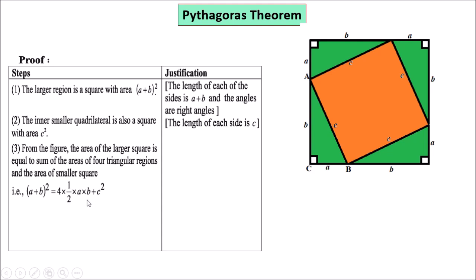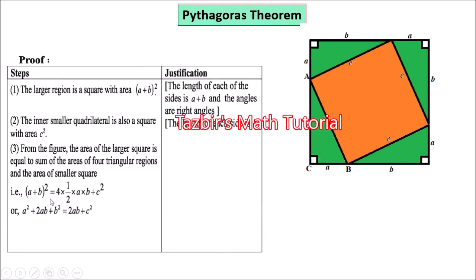And for the four right angle triangles, the area of one triangle is half into base into height. This is your base, this is your height. For each of them you will get the same area, half into base into height. That is the area of a triangle. And how many triangles are there? Four. And the small square is c squared. So I think you understand from this above.